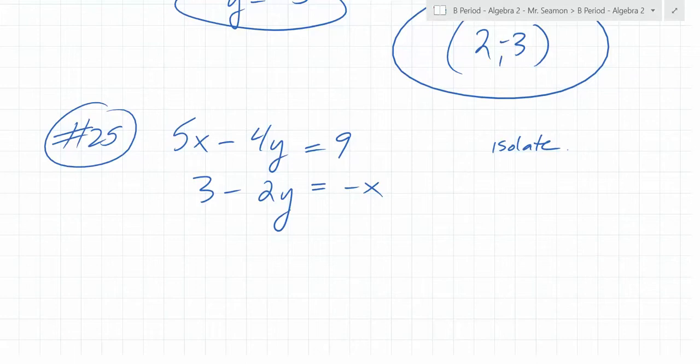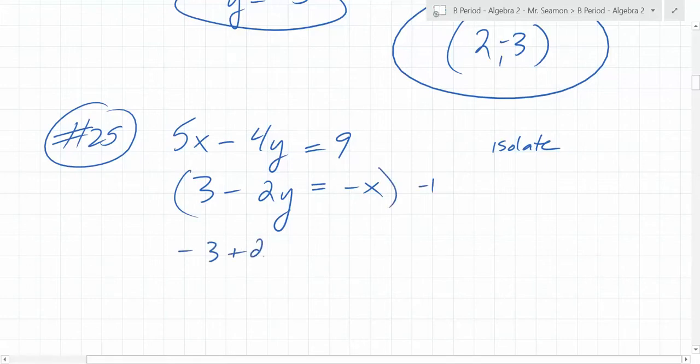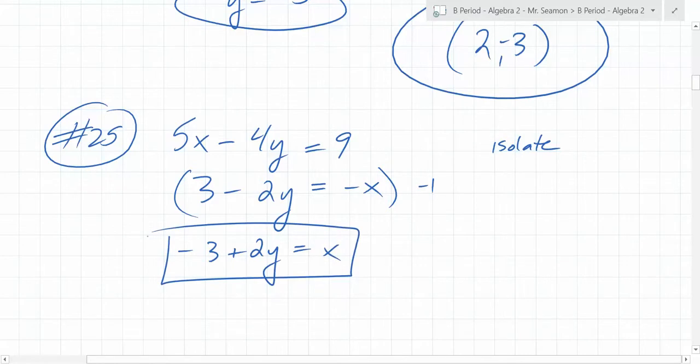Okay, that's what we're going to do once we've picked it. So we want to isolate x in the second. If we multiply this by -1, you end up with -3 plus 2y equals x. Now, have we properly isolated x? Yes, we have isolated x by doing the things you outlined. Now, where do I put that, Kelly?